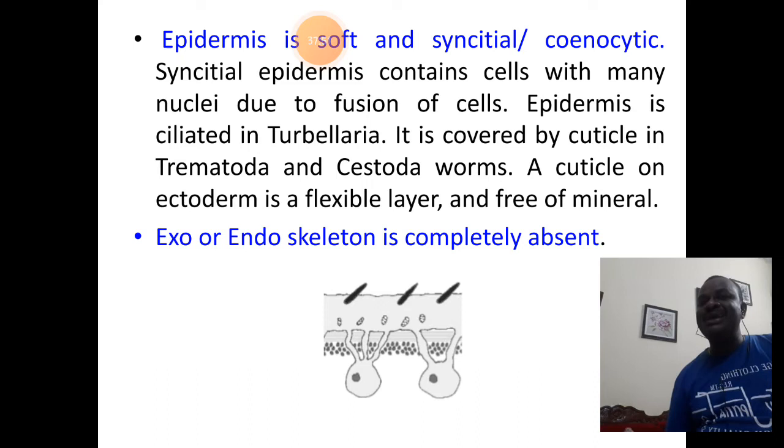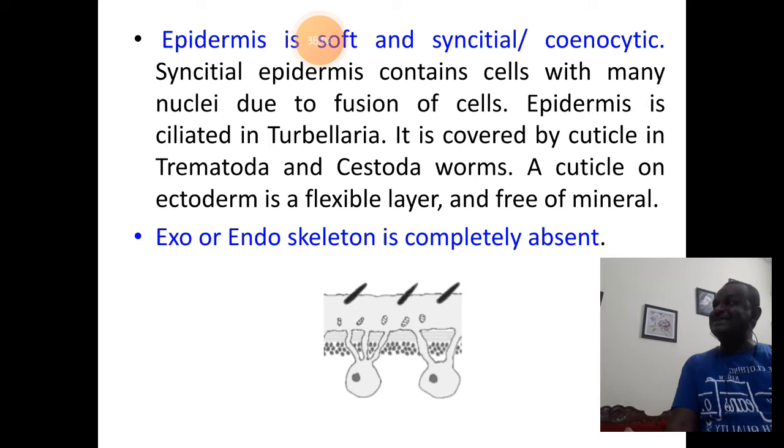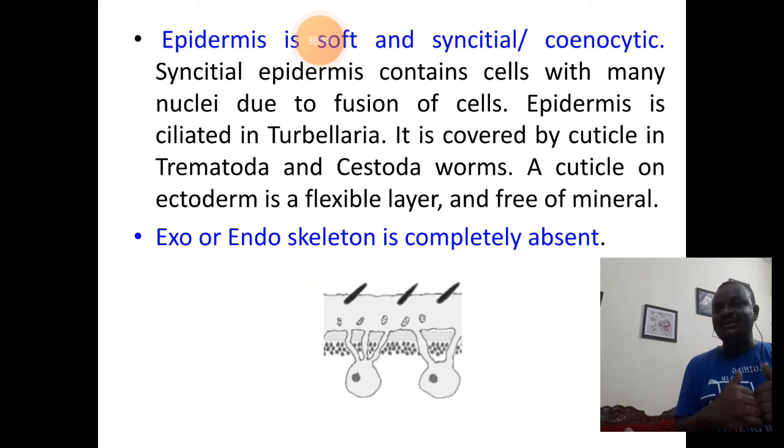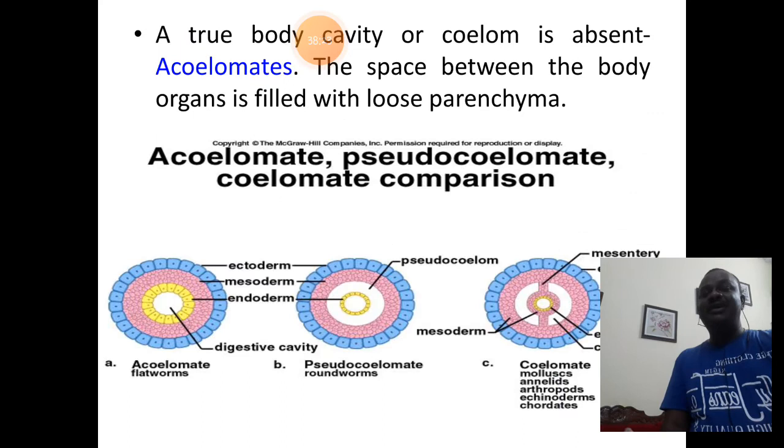Students, remember, this cuticle is a flexible layer and also free from minerals. Well, there is absence of exoskeleton and endoskeleton, as I told you earlier. There is nothing supporting the body, both inside as well as outside. When there is no support from inside, we call it endoskeleton. When there is no support for the organism outside, we call it exoskeleton. Both are absent for the organisms of flatworms.